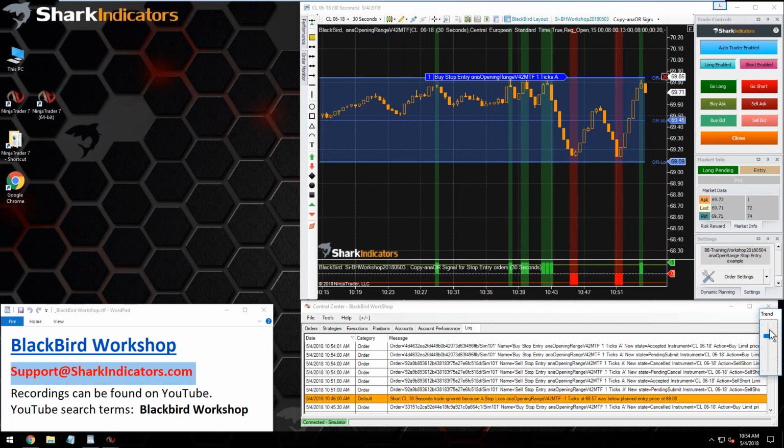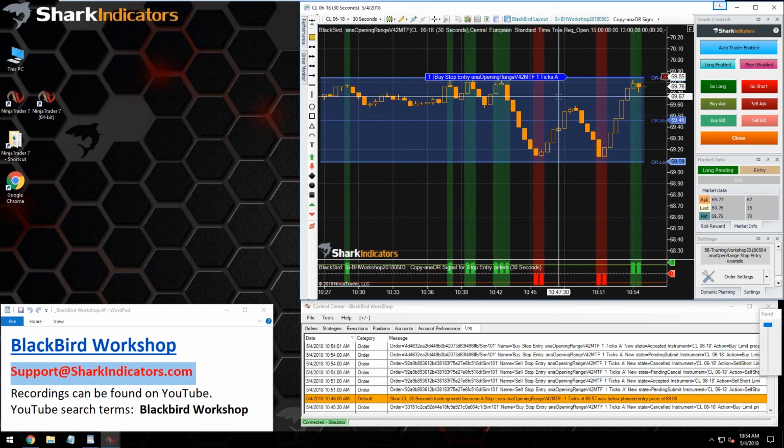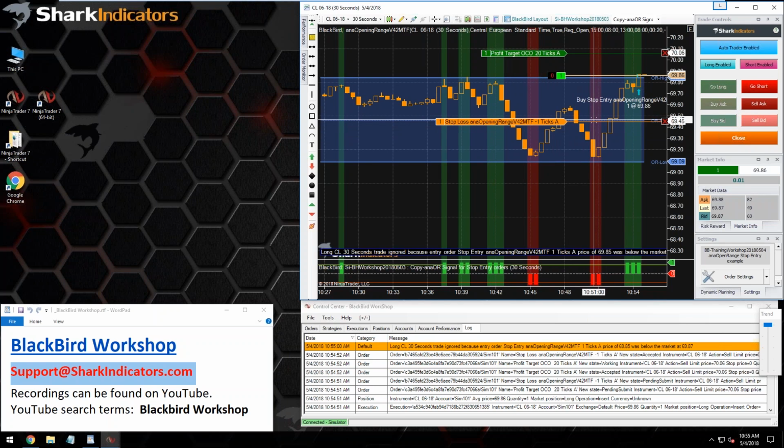So, and I guess just to finish the testing here, let's go ahead and I'll get this long stop entry filled, and we'll make sure the stop loss is being placed at the right location. All right, bingo. Our stop loss is 1 tick below the midpoint of the range. Cool.